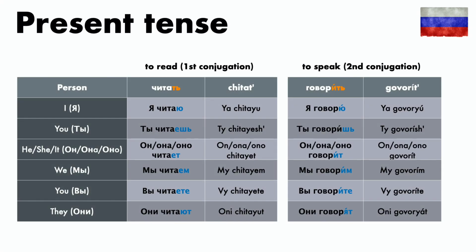Here you can see a complete table with all the pronouns and the respective conjugations of 2 verbs, to read as a first-class verb and to speak as a second-class verb. Let's see how you can pronounce them. Я читаю, ты читаешь, он, она, оно читает, мы читаем, вы читаете, они читают. Я говорю, ты говоришь, он, она, оно говорит, мы говорим, вы говорите, они говорят.